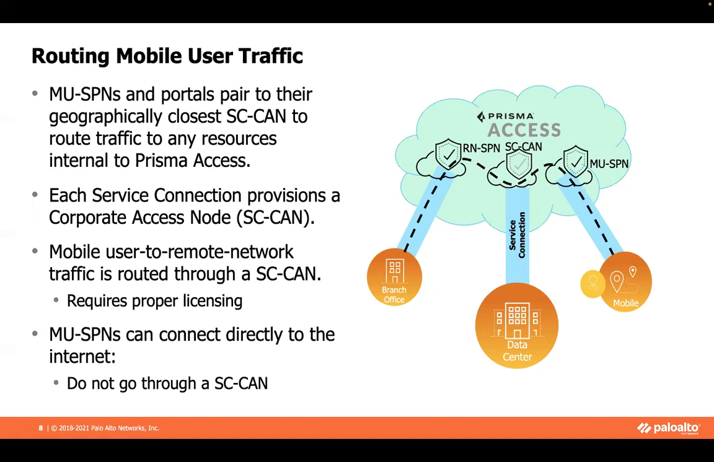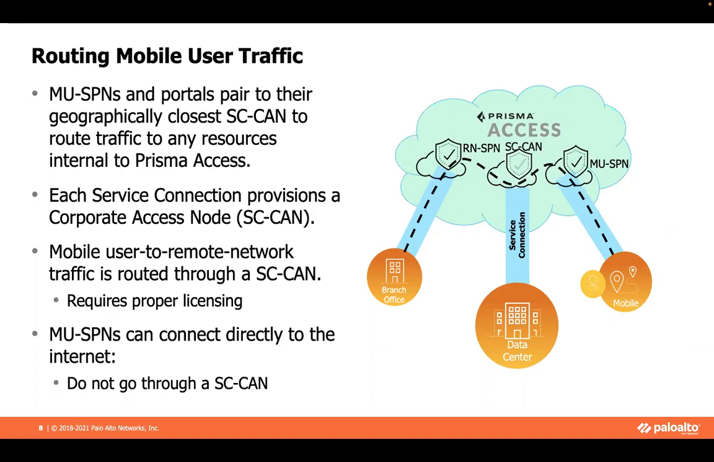Mobile users, in order to reach a remote network, have to actually traverse a CAN, Service Connection Corporate Access Node. That is their router that gives them internal routes to get to one remote network or another remote network. By default, a mobile user would just go straight out to the internet. That would be their most common path.